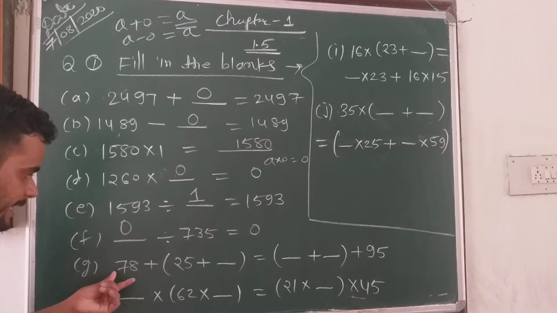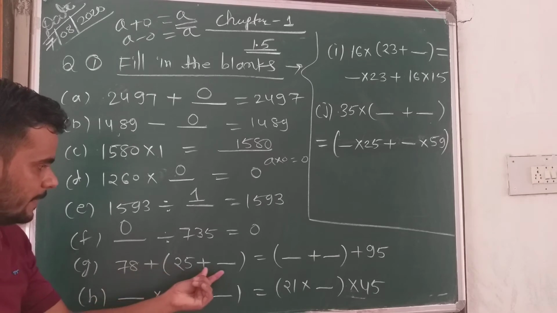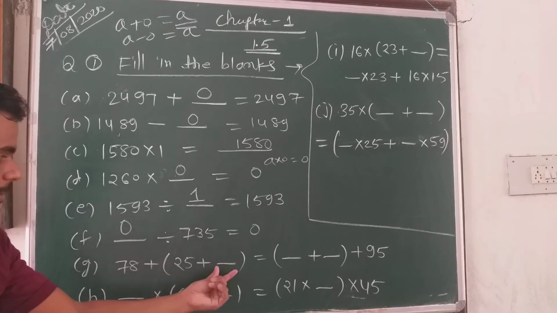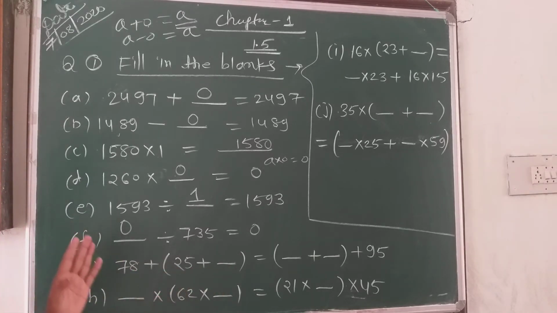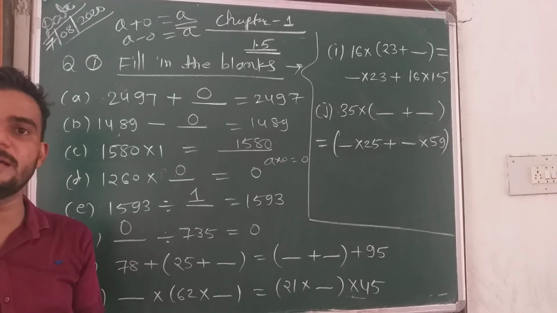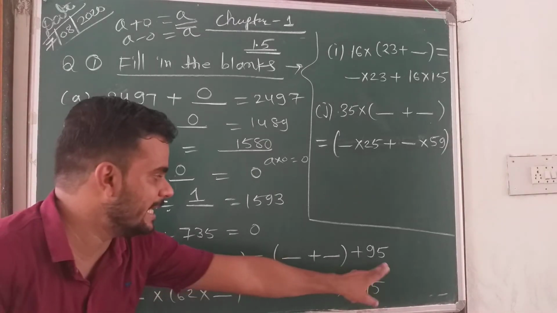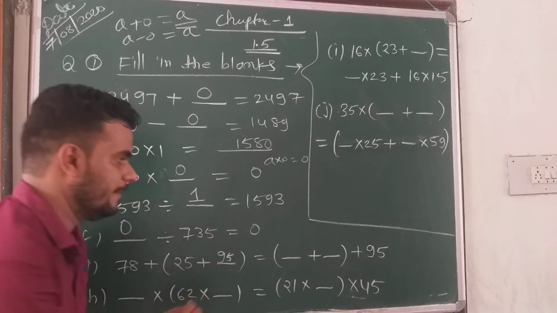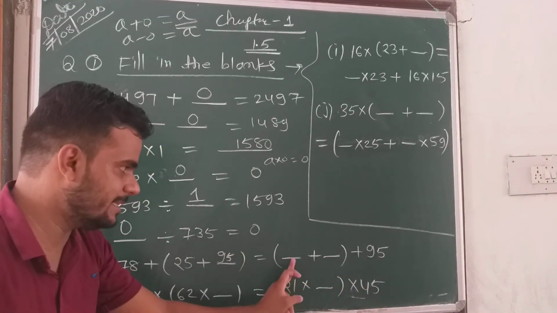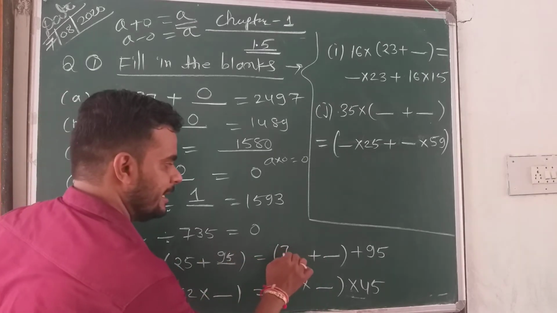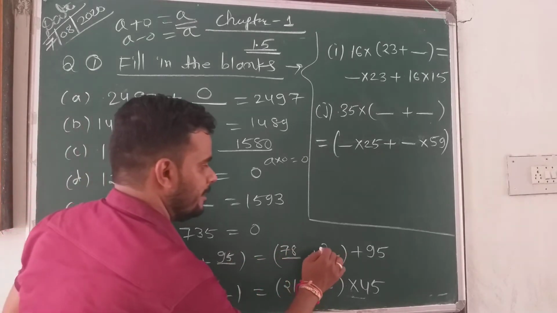Okay, 78 plus 25 plus which number? So we just see there are three numbers A, B and C. Just fill in the remaining numbers. A here, B here, and C is 95. So here is 95, C is already here. It means here are A and B. A is 78 and B is 25.